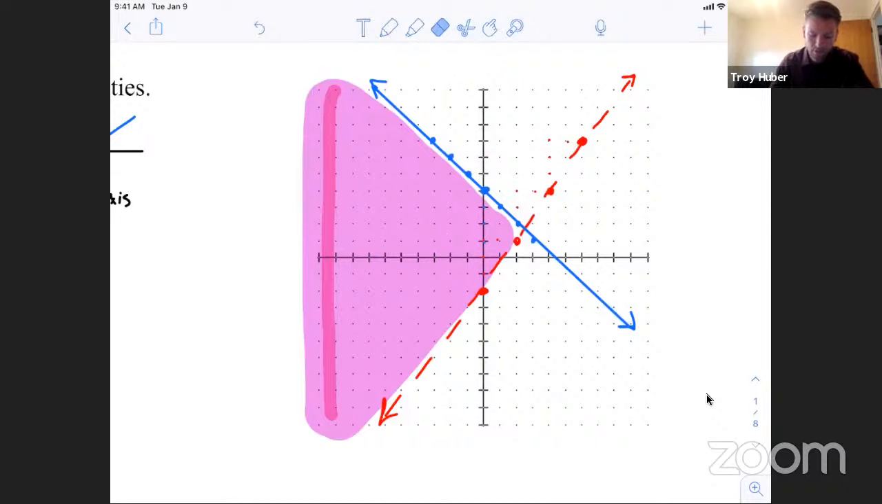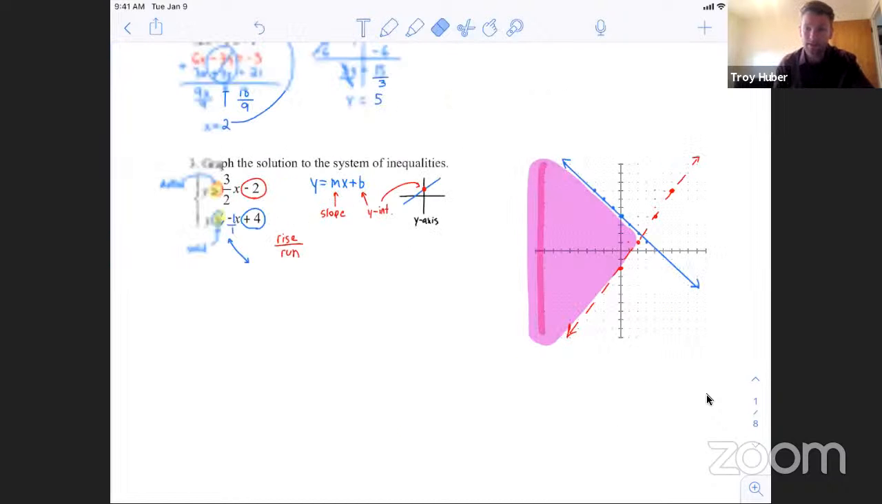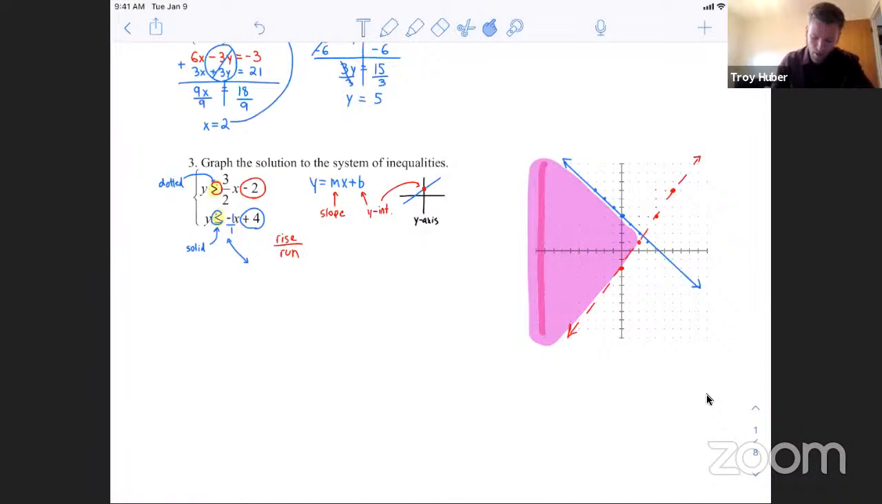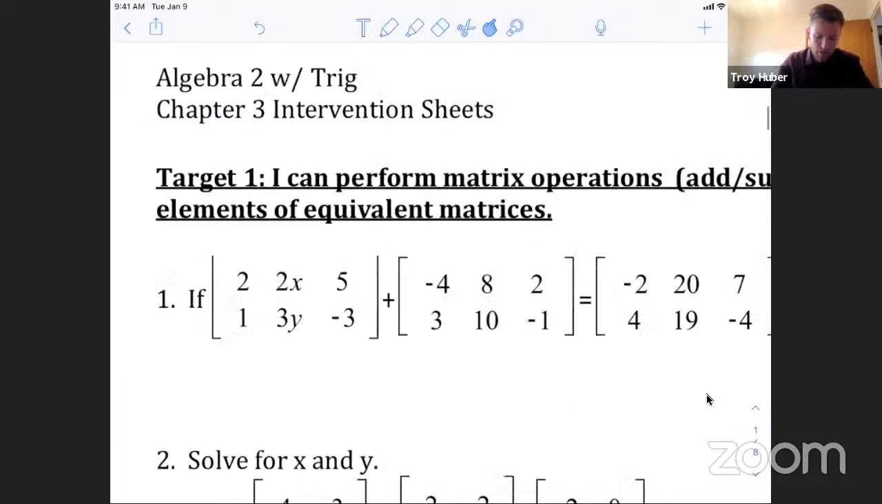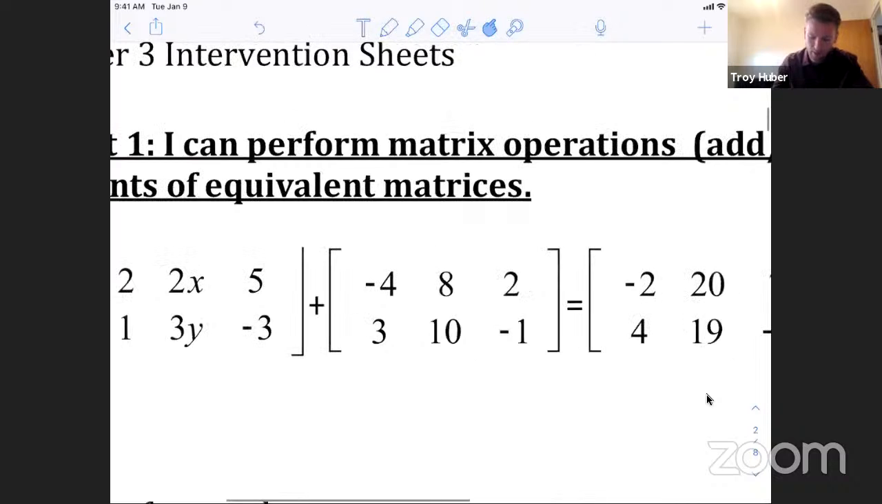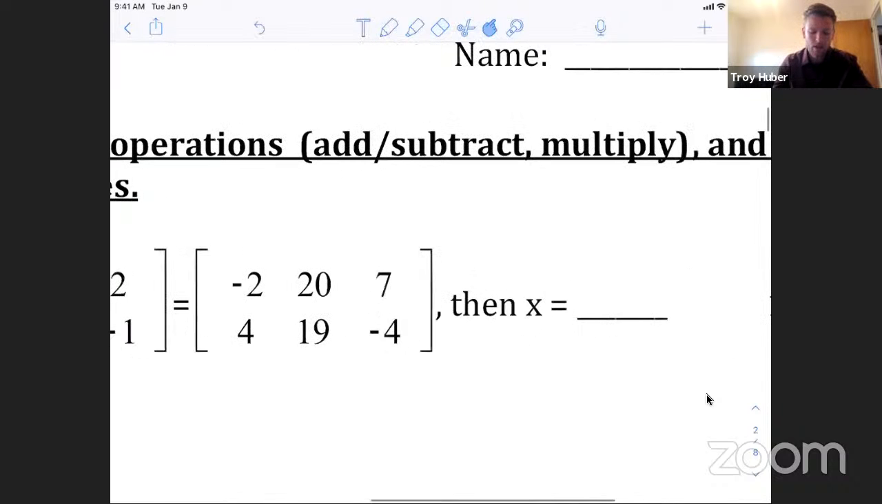All right, so that kind of reviews some graphing, also with our inequalities, which is kind of what's new here. Moving right along, and this is now on to the tricky part. Now is when we start talking about matrices. Okay, so target one is you can add, subtract, multiply, and identify elements of equivalent matrices. Okay, so this one says if we have this matrix right here, plus this matrix, it equals this matrix.